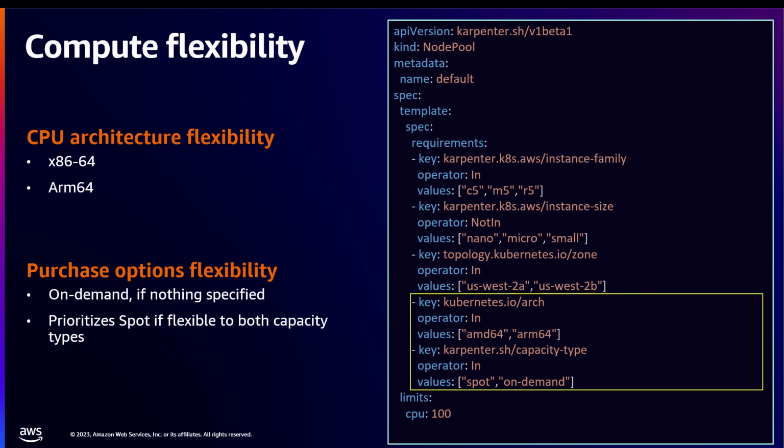Not only that, it is intelligent enough to know if spot is more expensive than on demand, it will provision an on demand instead. And as always, you can skip all of this. We wanted to make sure out of the box it works. And if you skip this last spot on demand part, it will provision the on demand if nothing is specified.